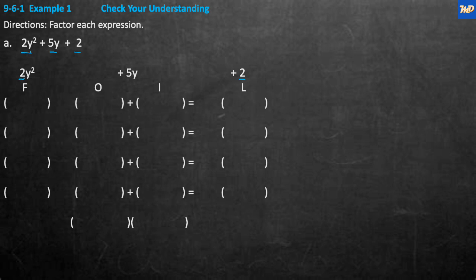Okay? And how do you know which one you want? Well, we've talked about this in the past also. If the middle term is positive, you want the positive factors. If the middle term is negative, you want the negative factors. And it's just that simple. In our case, it's a positive y, so our factors of 2 are going to be 2 and 1, and they're both going to be positive. Okay, so let's run it out.